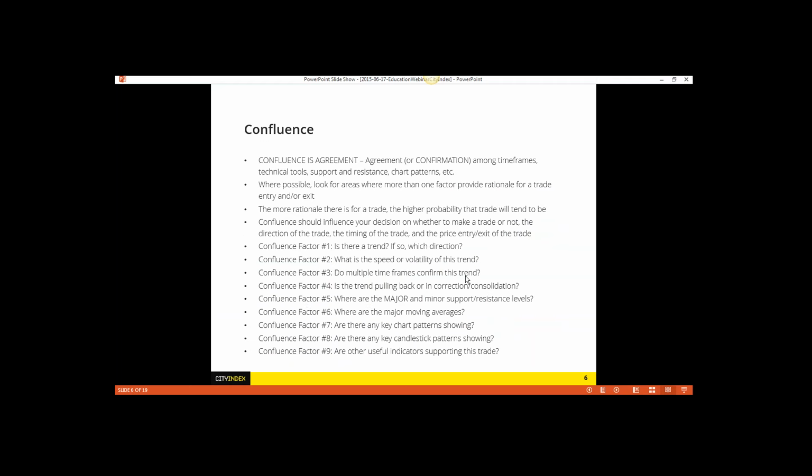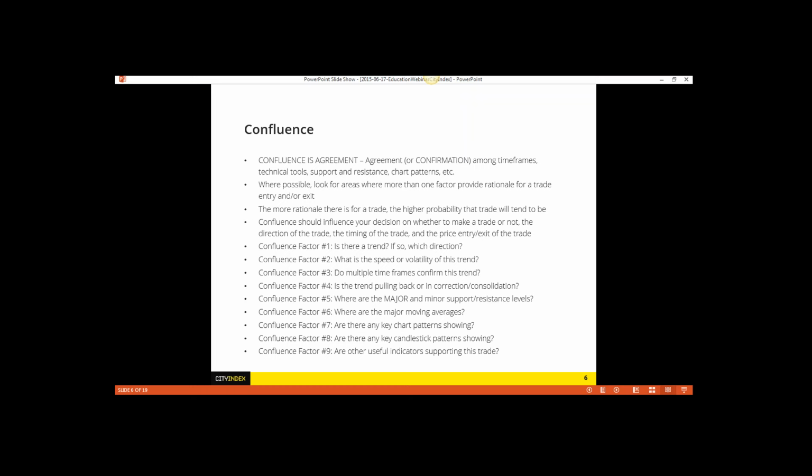Let's move forward now very quickly. Some of you may have seen this before, but I'd like to really drill this in because this is very important, whether you are a trend trader or a counter trend trader. What is confluence? Confluence is simply an agreement amongst different time frames and different technical tools, support and resistance, chart patterns, etc. All it is is confirmation.